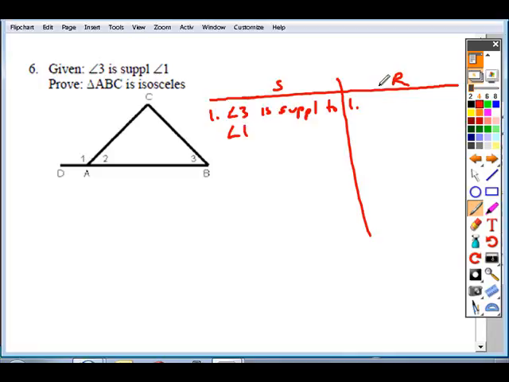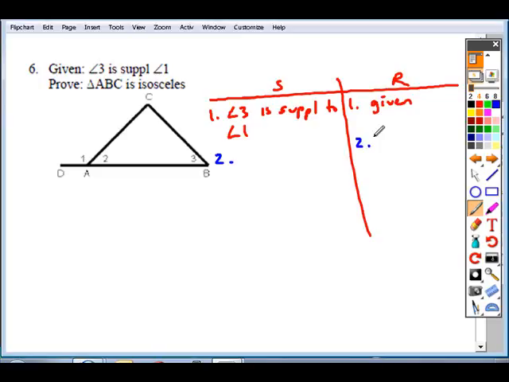Okay, so angle 3 is supplementary to angle 1. That's the given. Okay, now, when you look at that, that tells you specific information. So you can interpret it in the next step, but don't interpret it when you write it down. You need to build everything and justify every change in the statements.